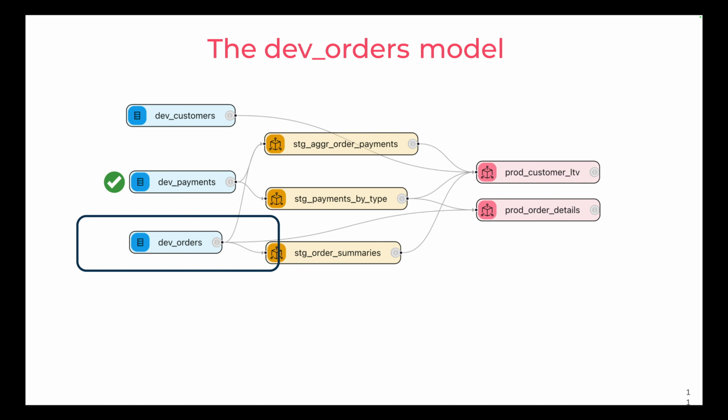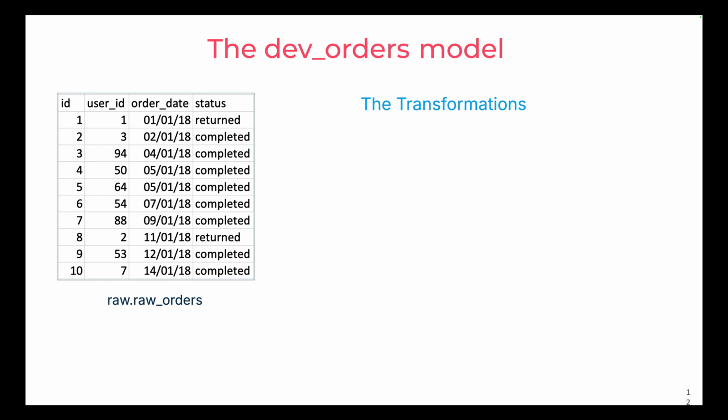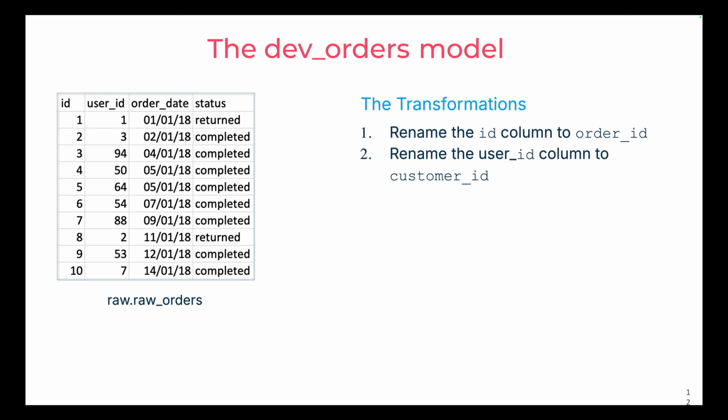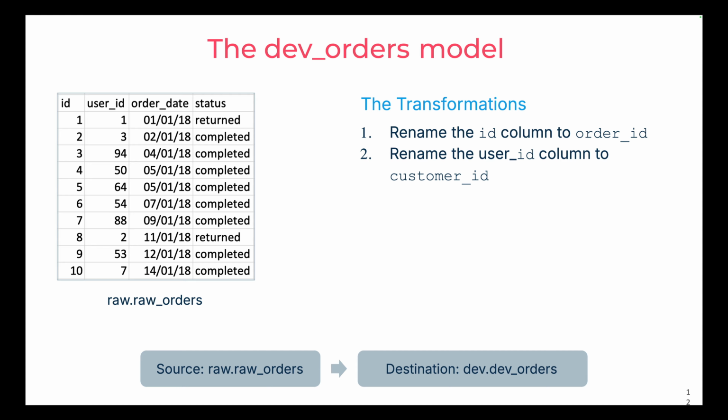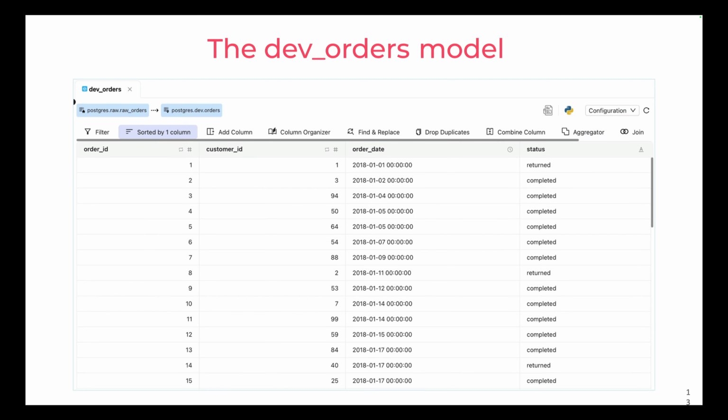Let's now look at the dev orders model. The dev orders model is based on the raw orders table, and we will do some simple transformations. We'll rename the ID column to order ID, and we'll rename the user ID column to customer ID, which makes more sense here. And that's pretty much it. The lineage is that raw orders is the source, and we will store this dev orders model in the dev.devorders table. This is how the dev orders model will end up looking like. We will have simply renamed two columns, ID to order ID and user ID to customer ID.